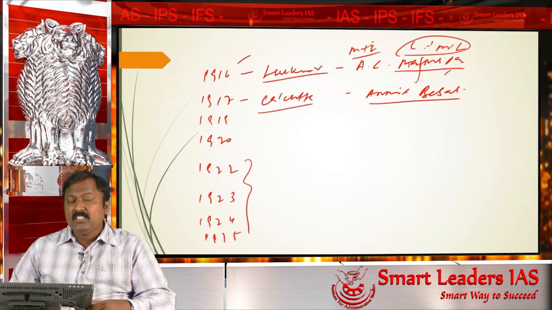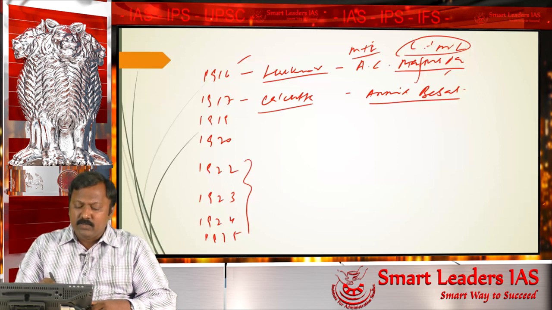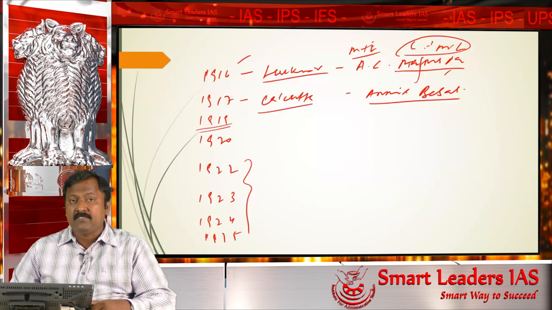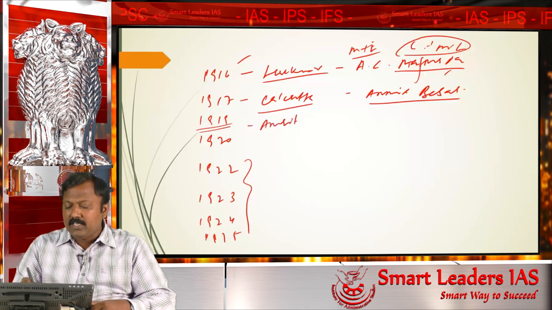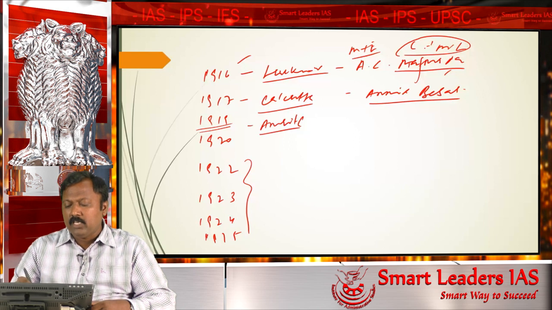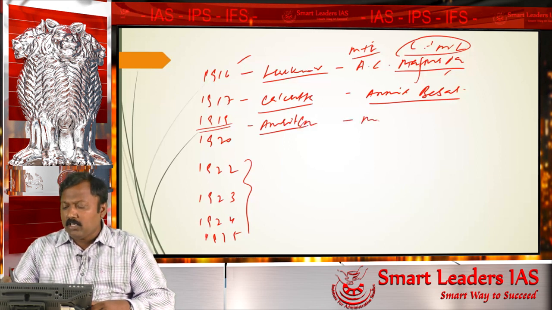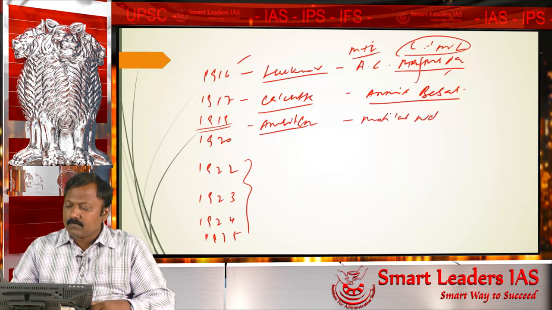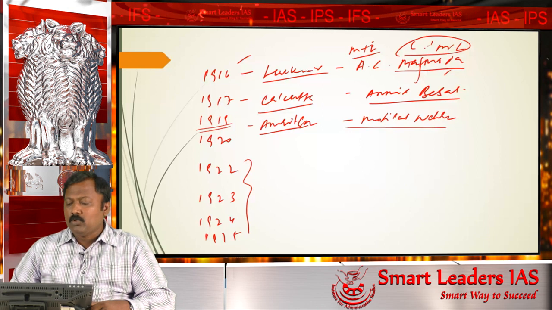And 1919, we all know an important event which happened in history is Jallianwala Bagh. Jallianwala Bagh happened in a place which is called Amritsar. So the place of the Congress session happens to be Amritsar, you remember, and here the president happens to be Motilal Nehru. So 1919, remember Jallianwala Bagh, Amritsar, Motilal Nehru.